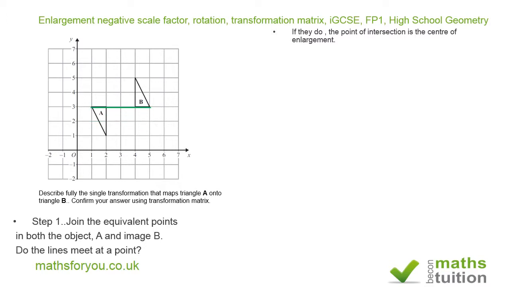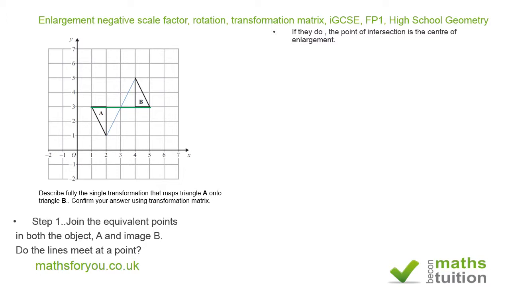So the red line and the green line sort of coincide, superimpose. And then we do the join. Then we join the last points there. That's the point 2, 1 on the object to the point 4, 5 on the image there. Okay. Now we want to see if these two lines meet at a point, and the point of intersection would then be the center of enlargement.